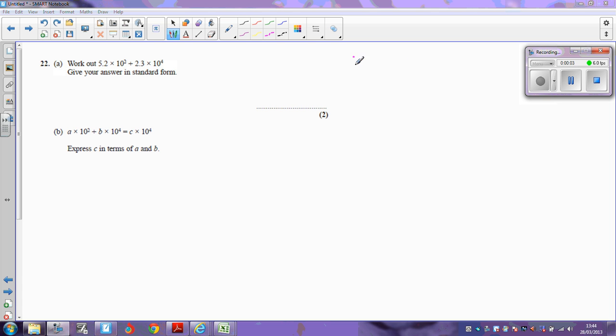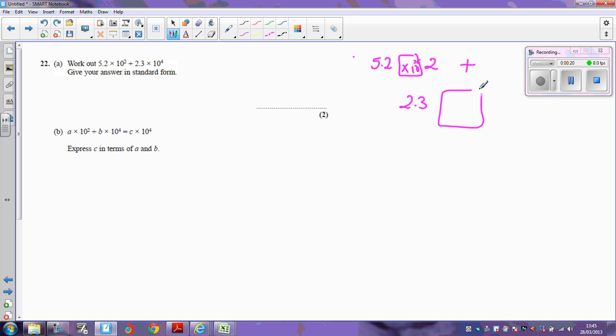There are various ways of working out the first question. You could just use your calculator directly and do 5.2, and then you've got your times 10 to the power x button. So you could just do 5.2 times 10 to the x and then put 2, and then plus 2.3, again use the same button, times 10 to the power x 4, and then just press equals, and you'll get the answer. It might or might not be in standard form, but in standard form you should get 2.352 times 10 to the power 4.